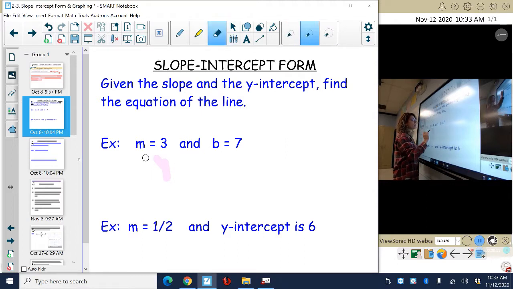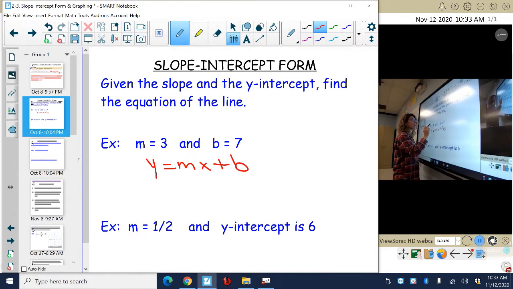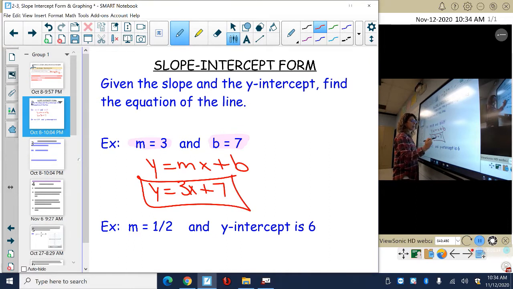So if I give you this equation, y is equal to mx plus b, you are simply going to plug in your slope and plug in your b. So y is equal to 3x plus 7. And that is done.